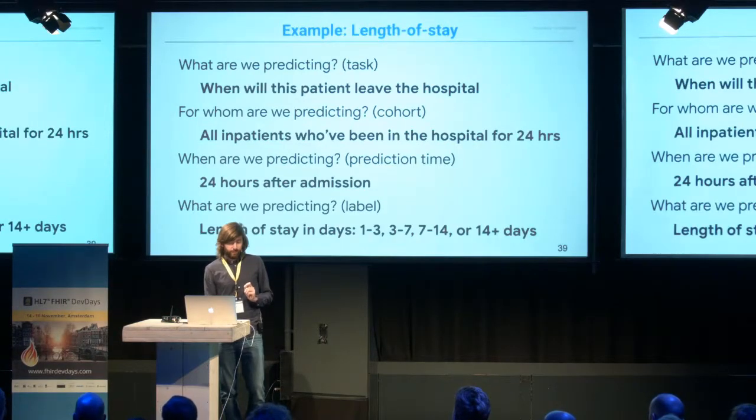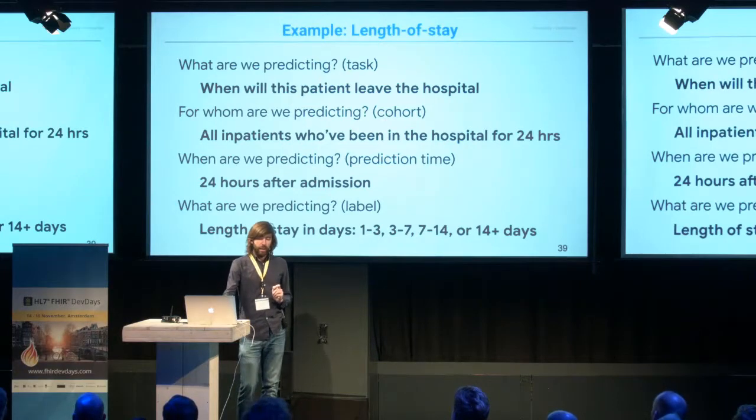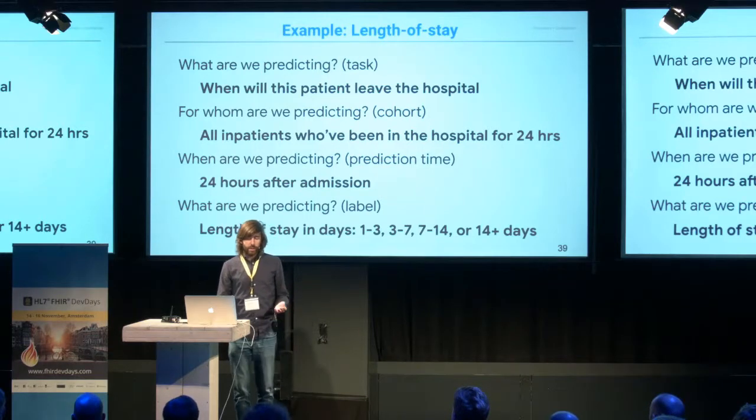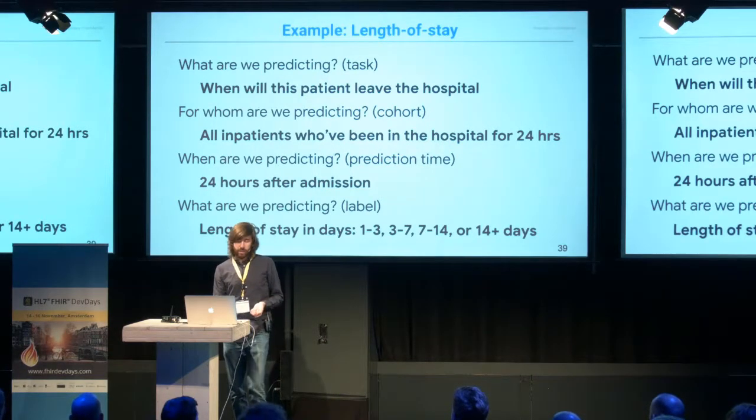One of the main labels so far that we've open sourced in this package is the length of stay label. A length of stay prediction task is essentially predicting when this patient is going to leave the hospital. So who are you predicting it for? You're predicting it for someone who's an inpatient, someone who's admitted to the hospital. And in our case, we're predicting it for someone who's been in the hospital for at least 24 hours.